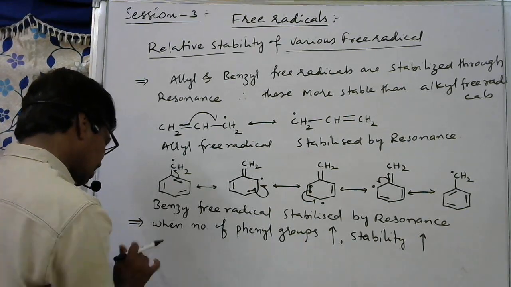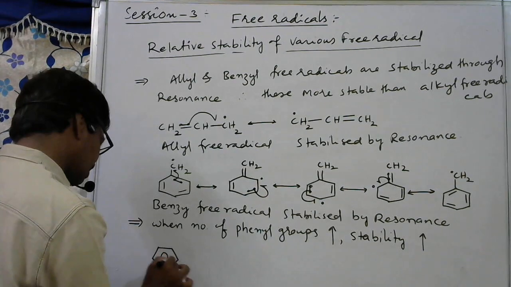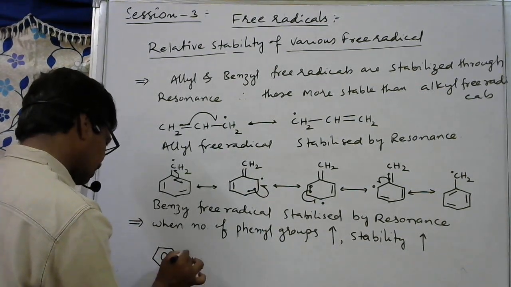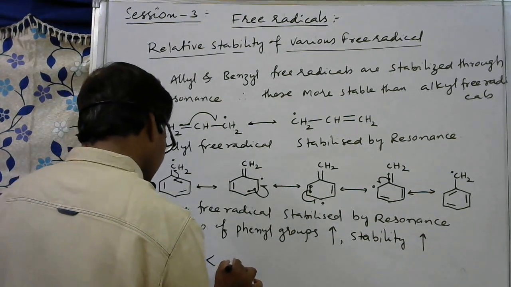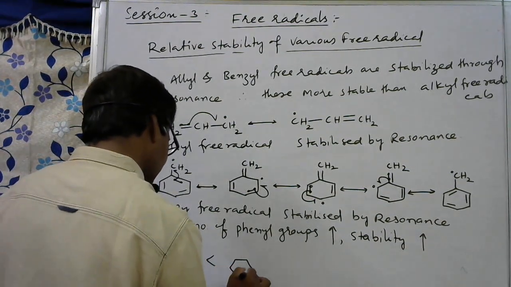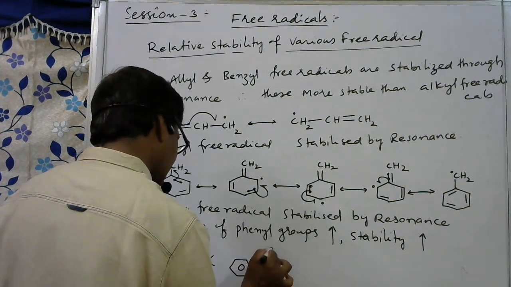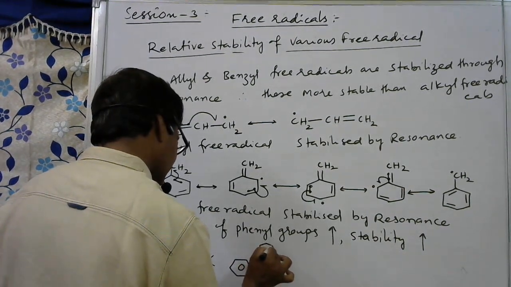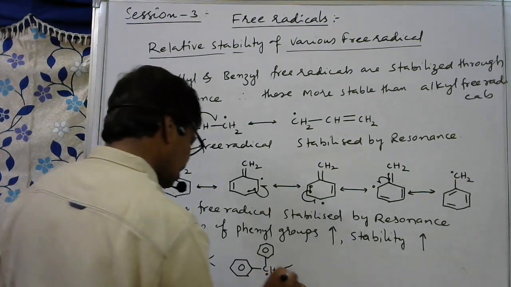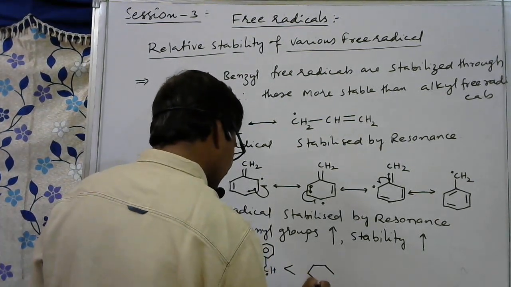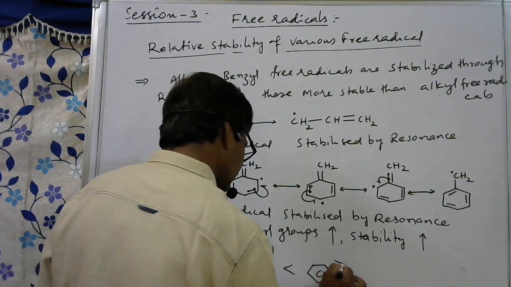Phenyl methyl, otherwise benzyl only here. Like this I am writing CH2 dot. This benzyl free radical is less stable than diphenyl methyl. Diphenyl methyl free radical is more stable than triphenyl methyl. See here, dot.